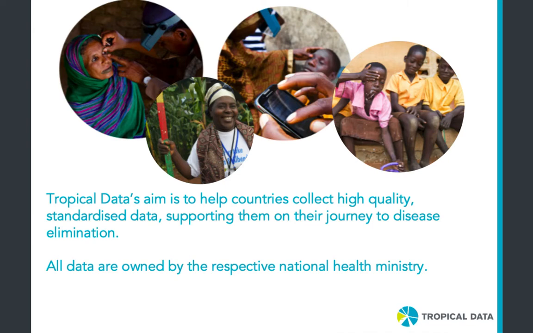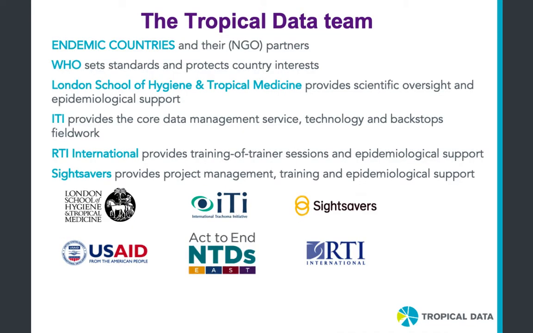step. Tropical Data is a partnership between endemic countries, their partners, the World Health Organization, and a core team made up of London School of Hygiene and Tropical Medicine, the International Trachoma Initiative, RTI International, and Sightsavers. It would not be possible without the commitment of all partners involved. Tropical Data offers support through each step of the survey process, but country programs are responsible for delivering the funding and in-country implementation.